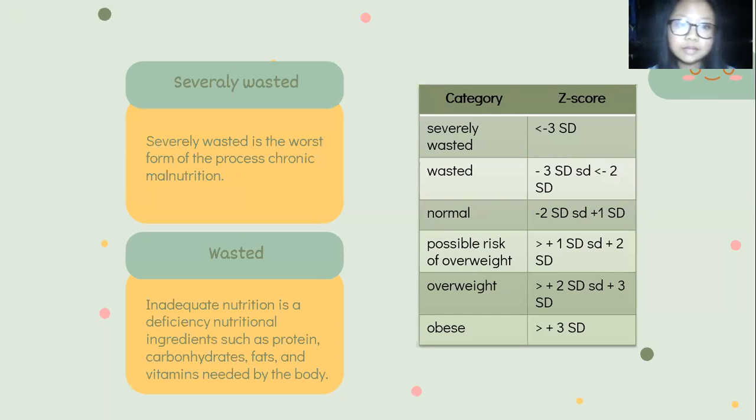Severely wasted is the worst form of the process of chronic malnutrition and waste. Inadequate nutrition is a deficiency of nutritional ingredients such as protein, carbohydrates, fats, and vitamins needed by the body. On the right side, there is a table about the categories and Z-score of the malnutrition: severely wasted, normal, possible risk of overweight, and obese. For the Z score, you can see by yourself.